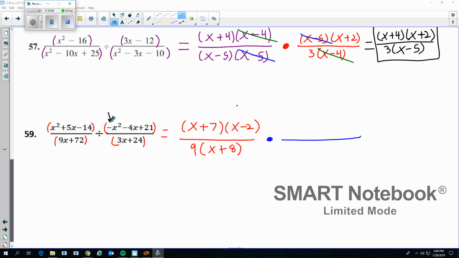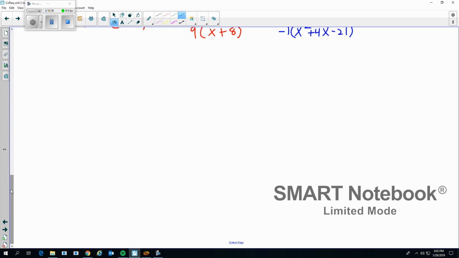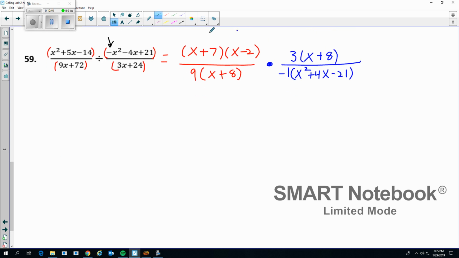All right, so here what we're going to do is pull out that -1, and so that's going to show up on bottom because of the keep change flip. So we're going to be left with x squared plus 4x minus 21. So we'll factor that in a second. And then on top, we got a 3, and we factor out the 3, and we're left with x plus 8. So kind of like what we did on the last one, might as well cancel out some stuff we can before we rewrite it and have to factor a little bit further.